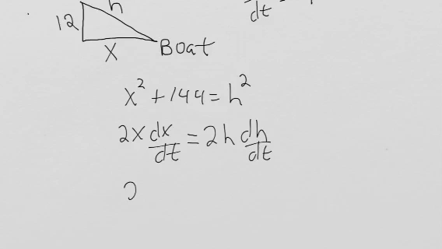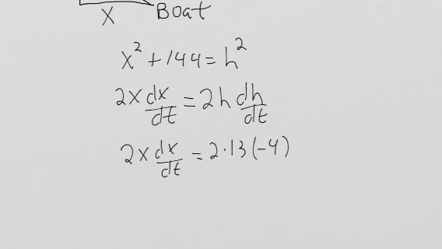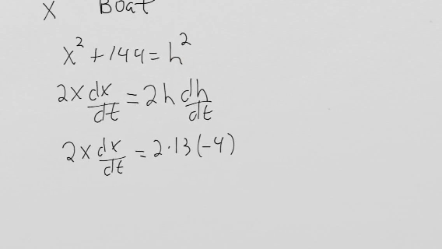So we have 2x dx/dt. That's what we're looking for, dx/dt. That's equal to 2 times 13 times negative 4, because, again, dh/dt is negative 4. That's given to us. Crap. Okay, we have two variables, x and dx/dt, so we are in a little bit of trouble. But we know what h is right now. We didn't know what h is when varying, but at this point h is 13. So we can solve for x.